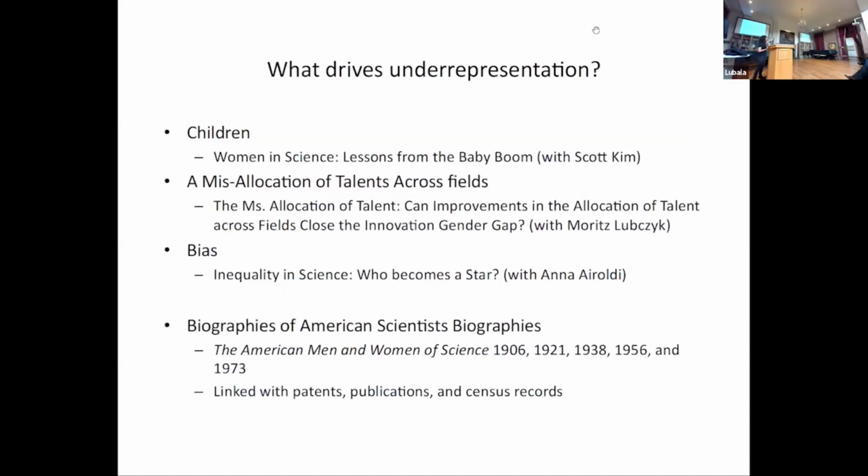So I've been working on three areas mainly, and the data that I've collected, with support also from this initiative, contributes to all of these three projects. We're looking at children, also the misallocation of talents across fields, which if we have time at the end I'll tell you about, and also bias, just straight out bias, when we evaluate people who have the same publications and the same citations differently depending on their non-productive characteristics. But today, because I was supposed to talk about children, I'm going to focus on children.